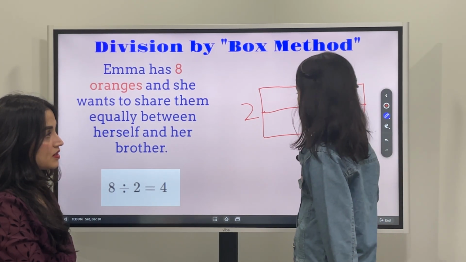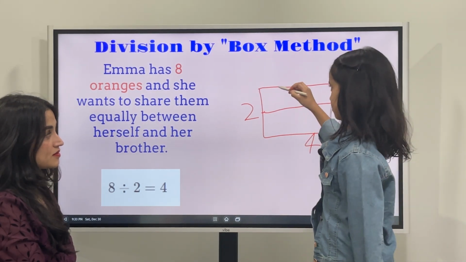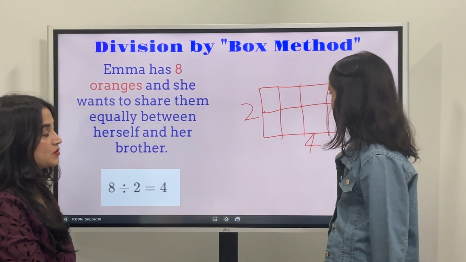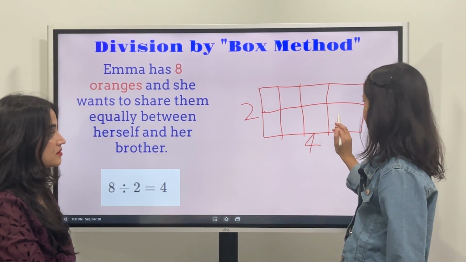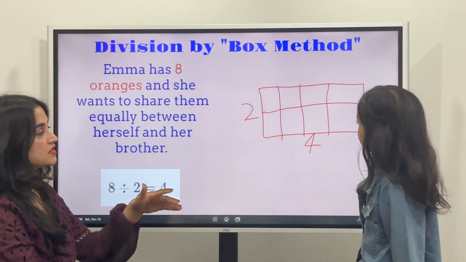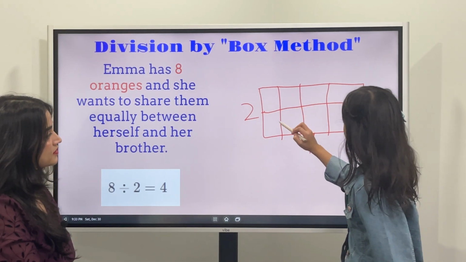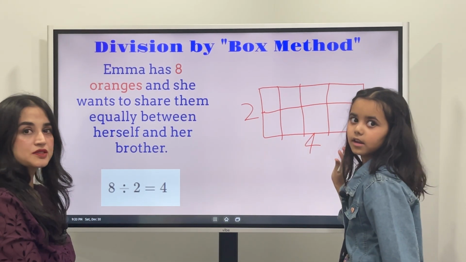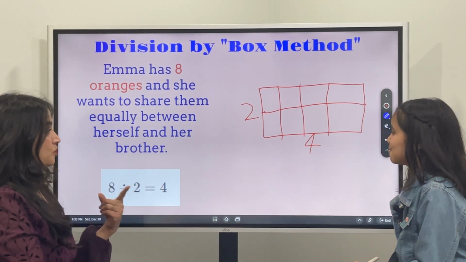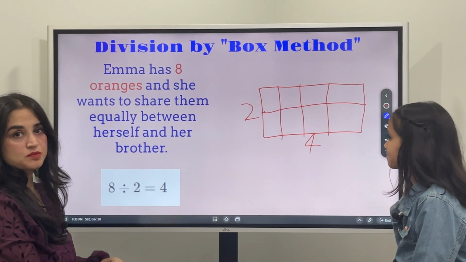Since it's 4, we need to put 3 lines because it already has some lines, like 1, 2, 3, and then it will be 4 automatically. 1, 2, 3, 4, and that's each. And if you count all those boxes, you will get 8. So we learned the group method, the symbol method, and the box method now.